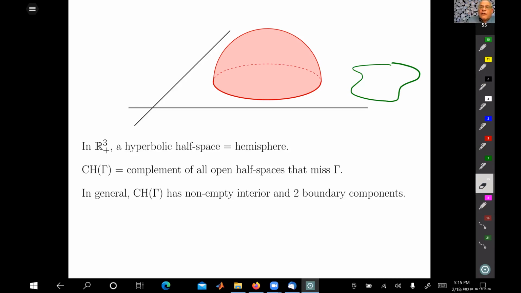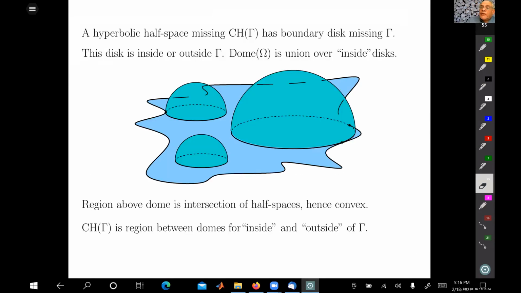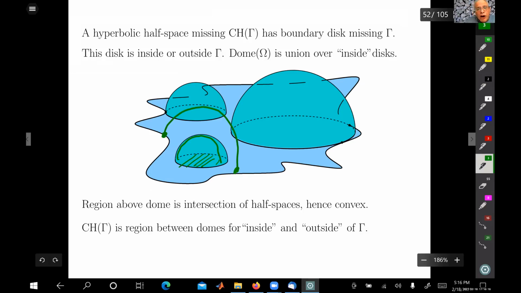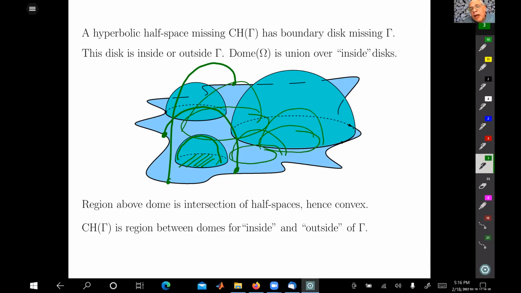Now, if it's not a circle, things get a little bit more complicated. But we can use the same picture. If we have a general curve here, we can think of taking a disk which is inside the curve, its hemisphere. This is a half space, so it doesn't hit the convex hull. So the convex hull is somehow some kind of collection of geodesics connecting points, but it's a little hard to visualize what those all look like. But for every disk, I can just take the hemisphere that has that as its base, and I can take the union. And what you can imagine is I'm building like a mountain range. I'm building a big lump of sand whose base is omega.